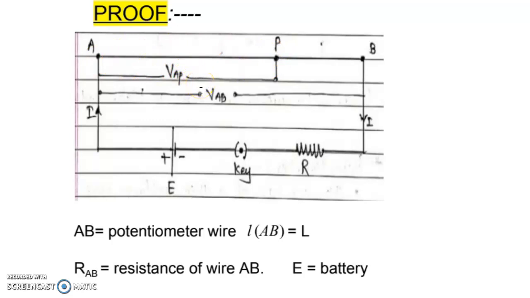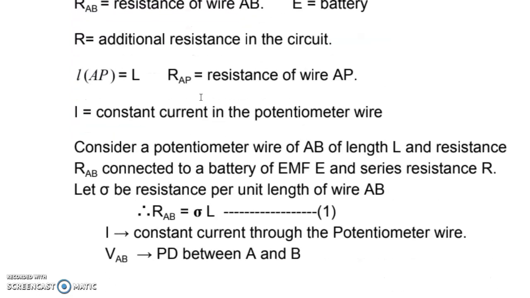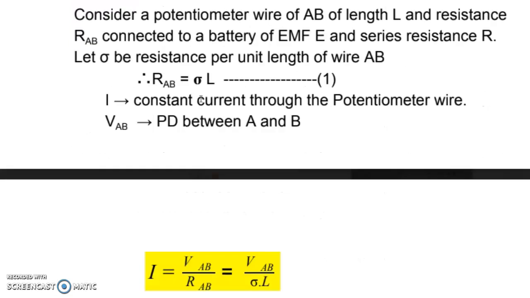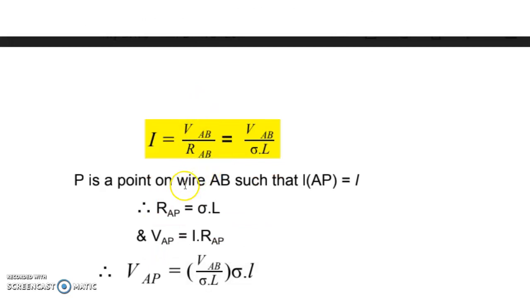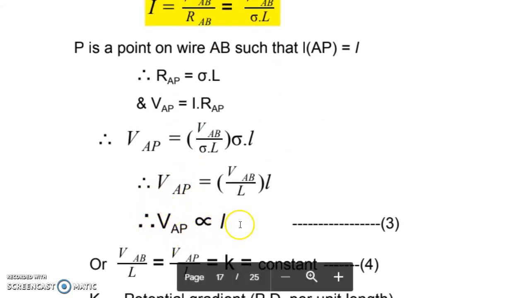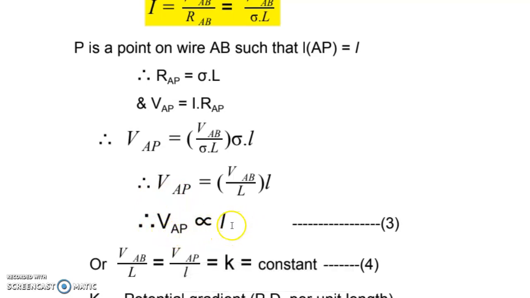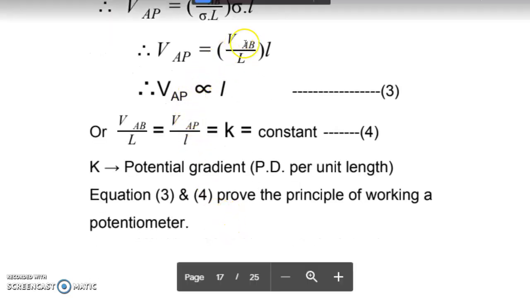Well, instead of first of all going for a mathematical proof, I have given you a rough idea of what it is. The mathematical proof can actually be studied: if I is the current flowing, then I is always equal to VAB divided by the resistance of wire AB, and then if I choose any point P, we can derive the mathematical equation that the potential difference between point A and P is directly proportional to the distance between point A and P, that is length l, such that VAP is always equal to this value K multiplied by length L.